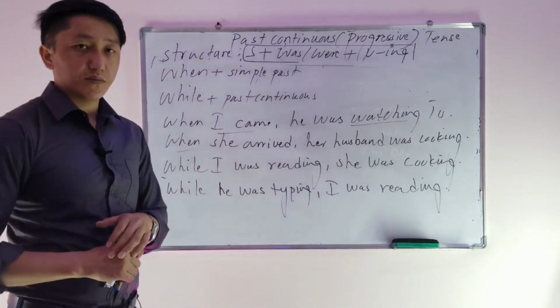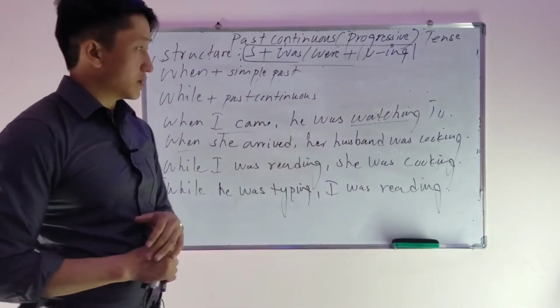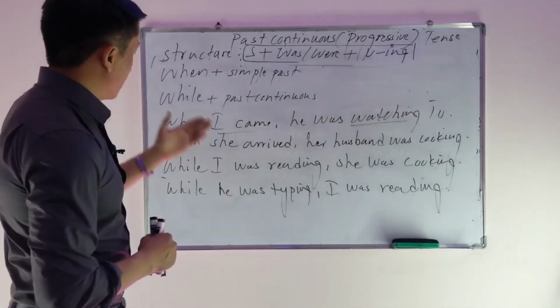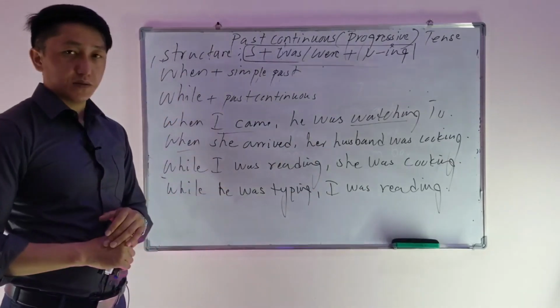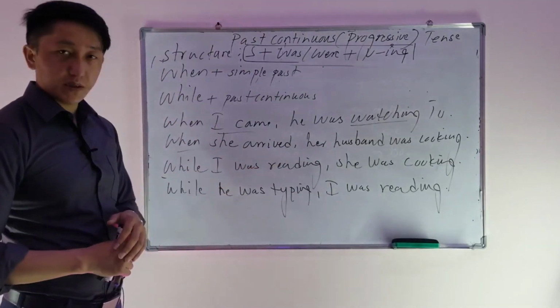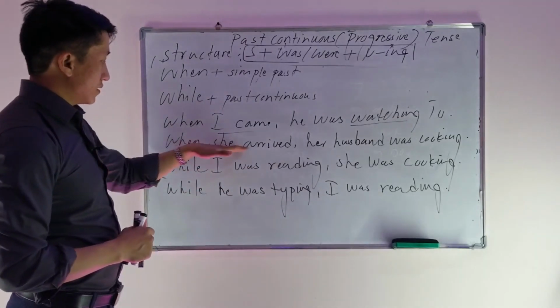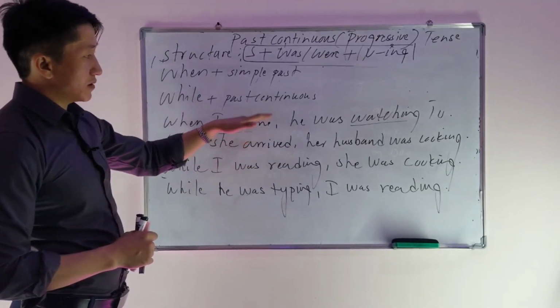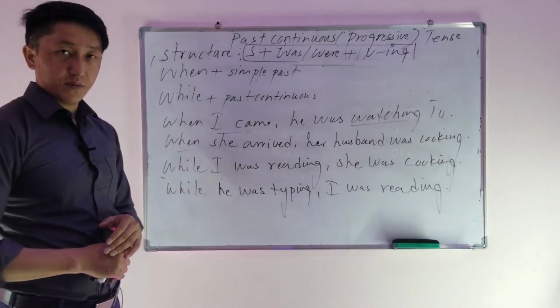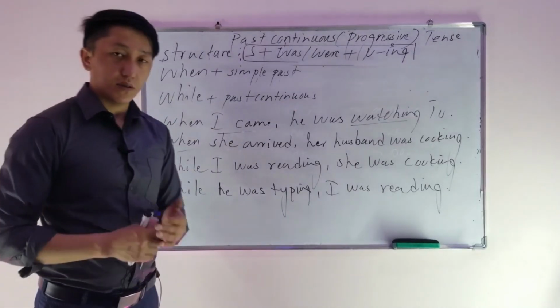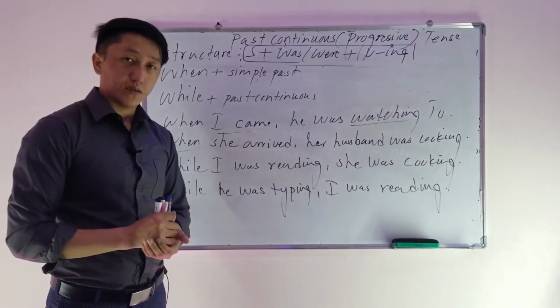Now in past continuous tense, we use when and while. When is mostly used with simple past, and the next one is past continuous tense, but while can be used with past continuous tense. So here both of the clauses are past continuous tense, but here in this clause we have simple past, and that is past continuous tense. Now these are all the things that we have to know about past continuous tense.